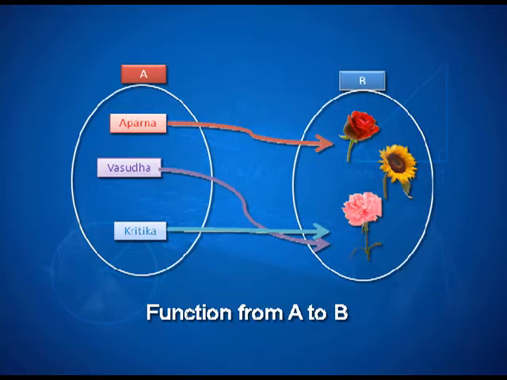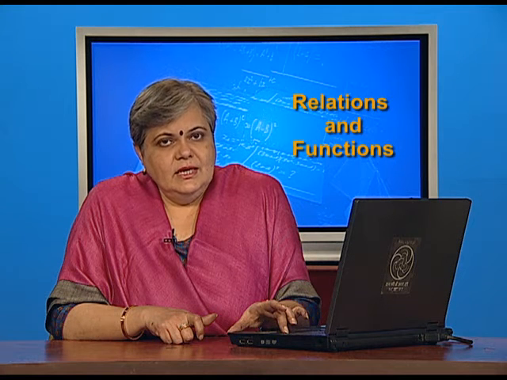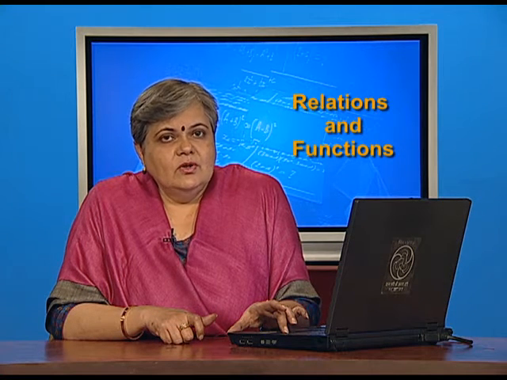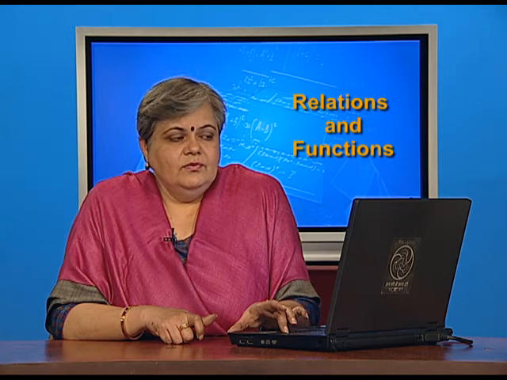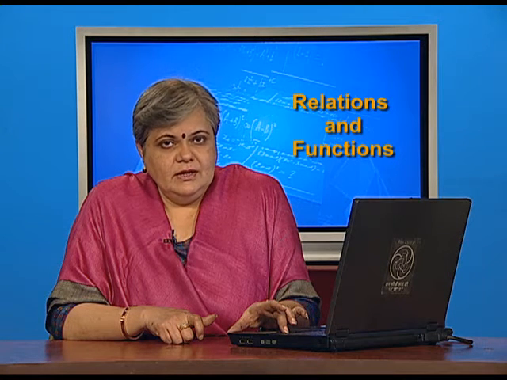At the same time, an element of the set B, for example, in this case the sunflower, is not associated with any element of the set A. So, sunflower is not the image of any element coming from set A, that is perfectly fine.